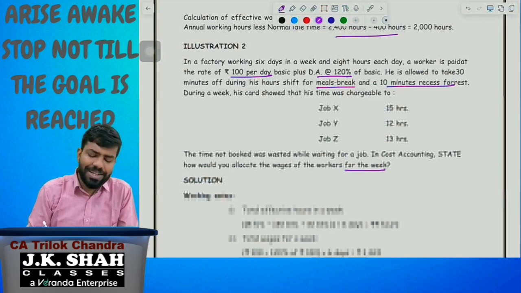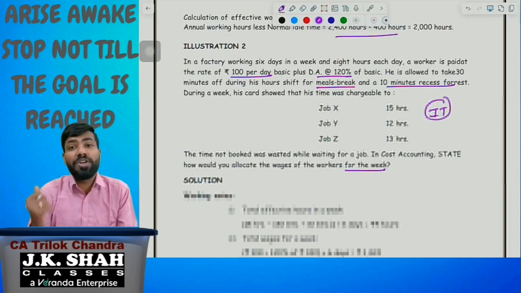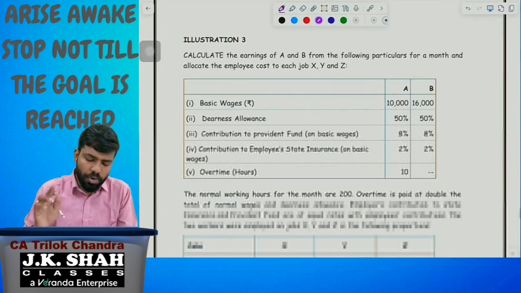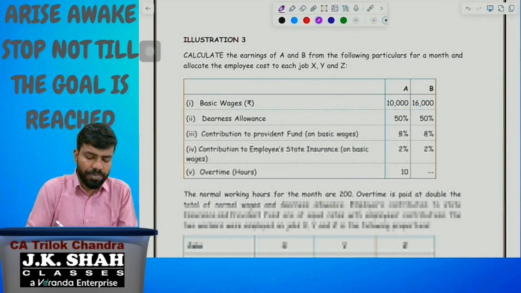So, to understand this question, we need to understand the idle time concept. So, I'll come back and do this question. First, let us complete the questions based on the employee cost. Okay, I'll do the question number 2 later. Look at the question number 3. This question is based on the employee costing only. Evaluation of employee cost. Let us complete this question.